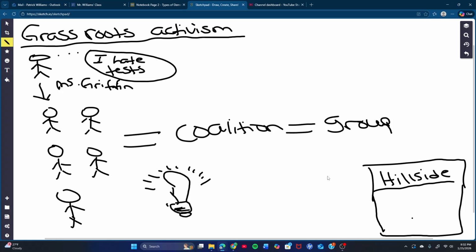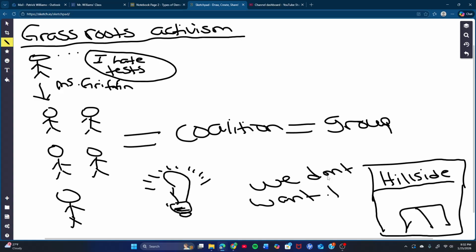and you're going to say, hey, we don't want tests, right? This is called you all becoming one group. Remember, a coalition being the group. You had a great idea. You don't want tests anymore. You go to the decision makers here at our school at Hillside, right?